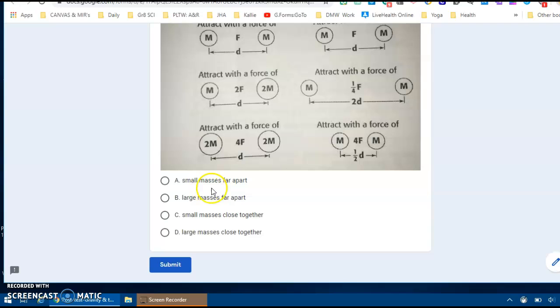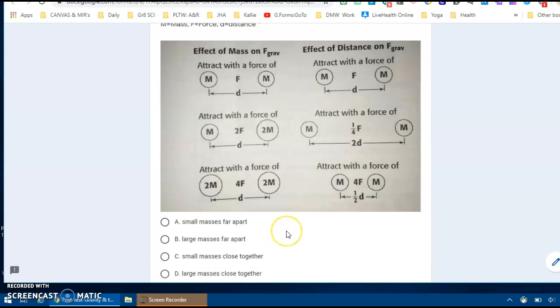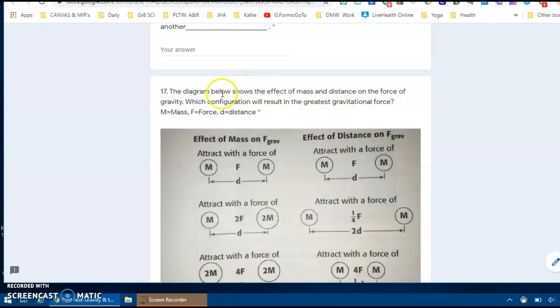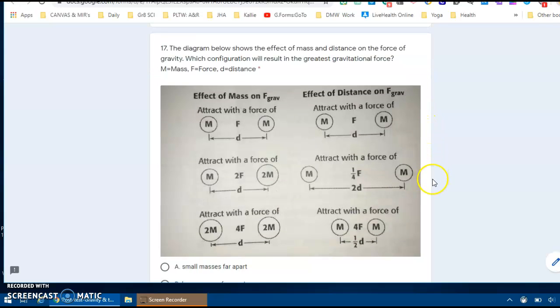A, the small masses far apart. B, large masses far apart. C, small masses close together. And D, large masses close together. The question again is, remember this: which configuration will result in the greatest gravitational force?